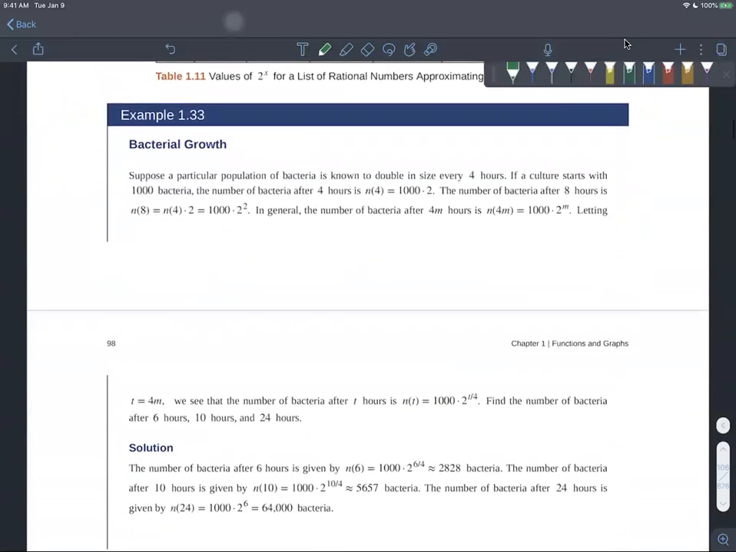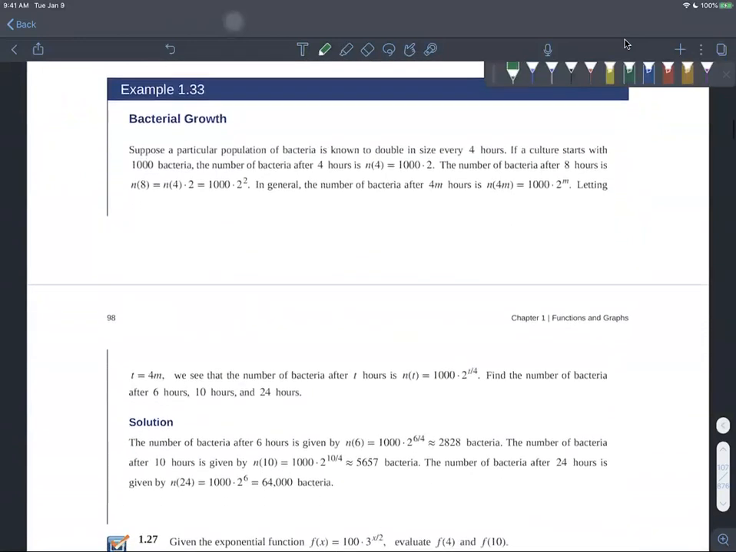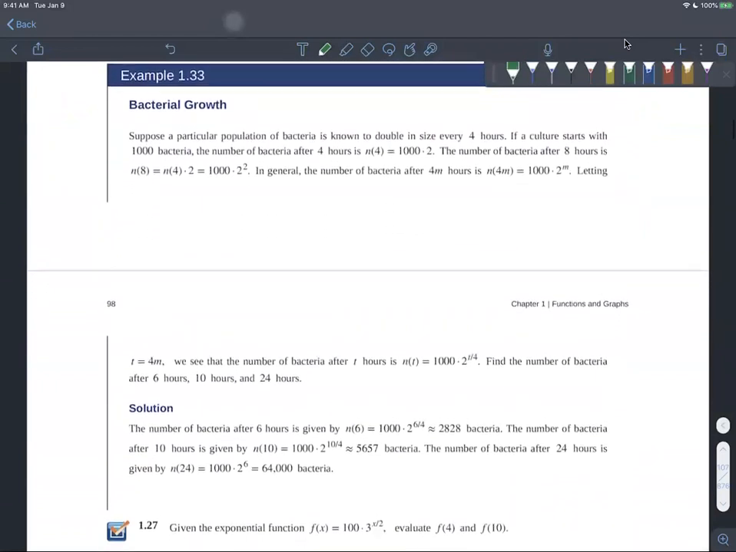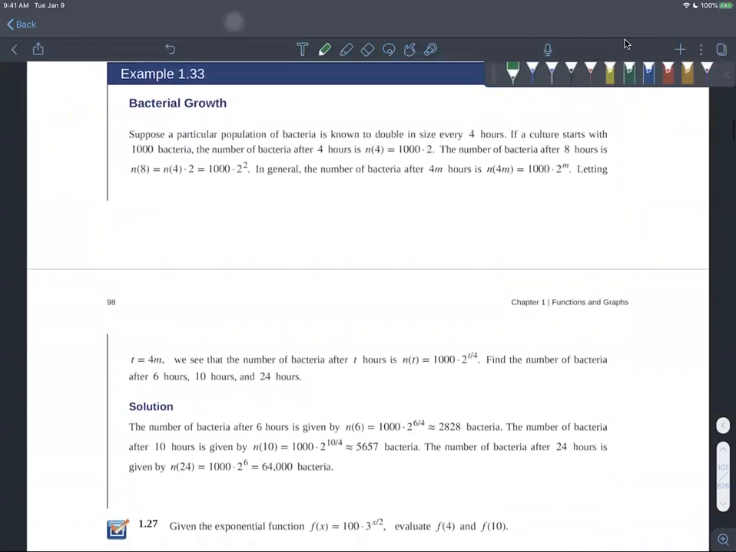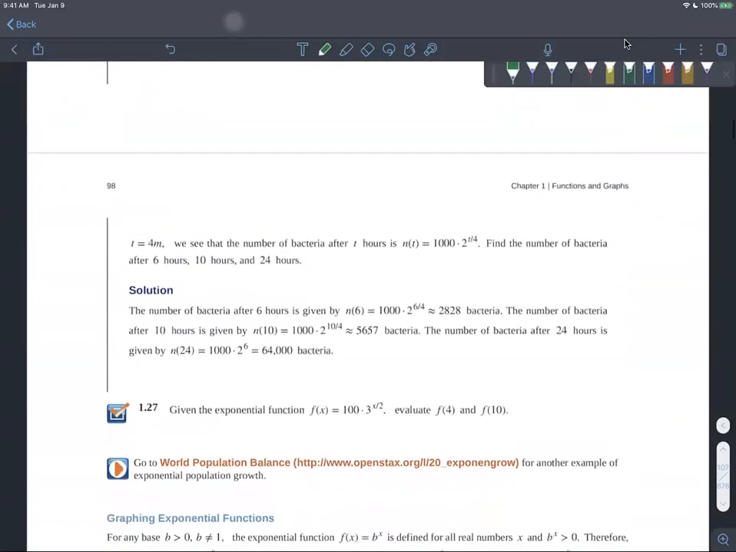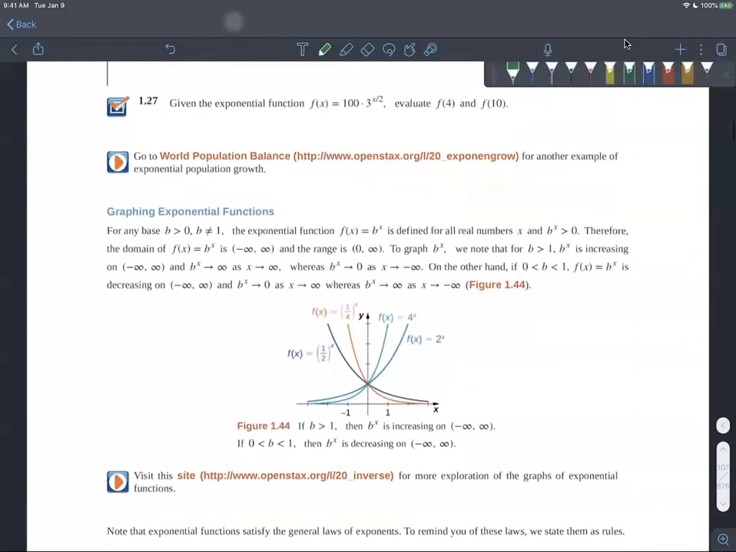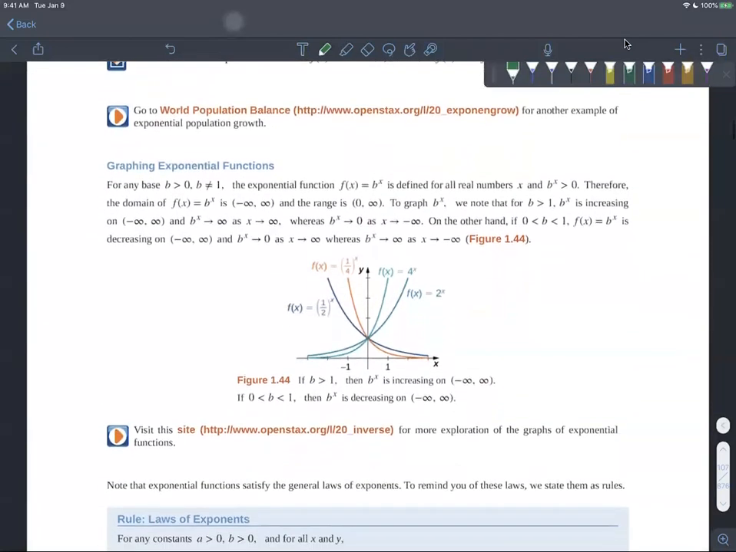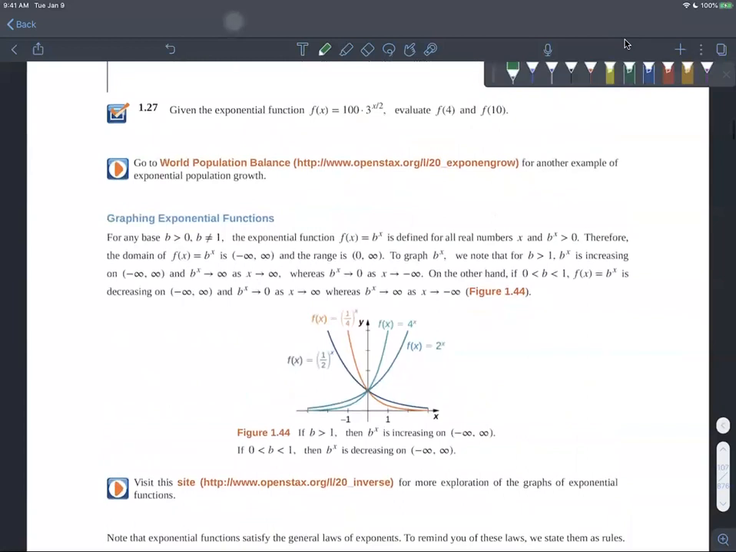Next is the bacterial growth example. Since this is a review, I will skip this example. But if you want to see it or talk about it, feel free to visit me during my office hours, and we can go over it. I just don't want to make the videos too long. The last one was very long.